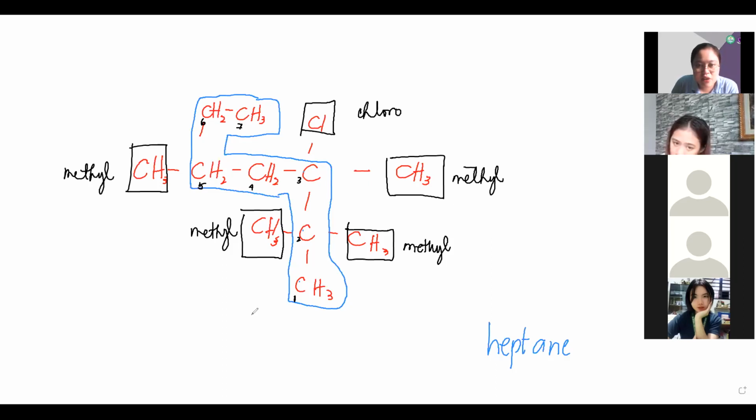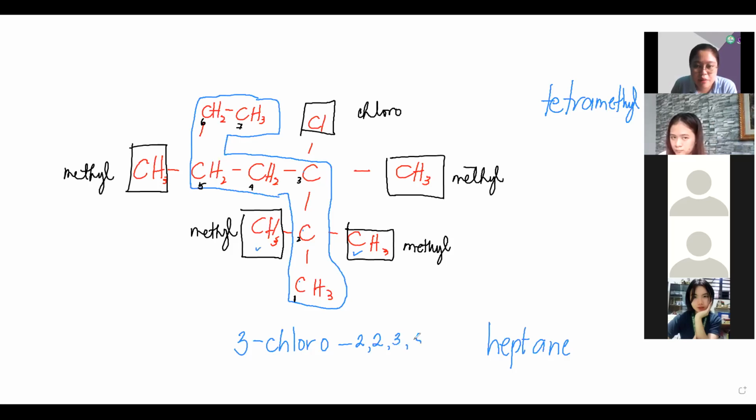And where is chloro attached? It's carbon number 3. So we will name this as 3-chloro. And then for the methyl, since there are four of them, what is our prefix for four? We have the tetra. So we will call this tetramethyl. But we have to identify on what carbon of the parent chain they are attached. So we have here a methyl on carbon number 2 and another methyl on the left side. So this is still carbon number 2. And if there are four of them, four numbers should also be placed. And then we also have carbon number 3 and lastly carbon number 5.